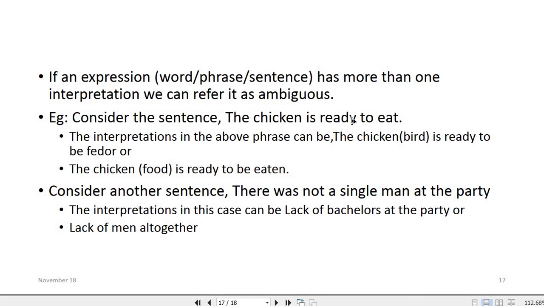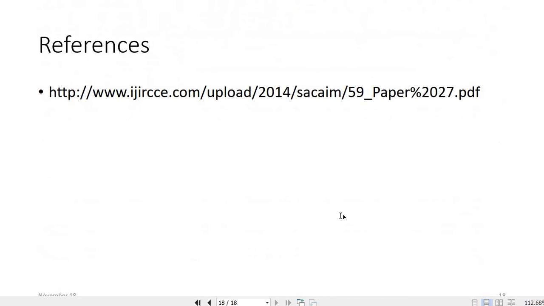So consider the sentence, the chicken is ready to eat. So the interpretation of the above phrase can be the chicken is ready to be fed, or the food is ready to be eaten. So you can see the ambiguous meaning here. Ada ayam tu nak makan ataupun kita yang nak makan ayam. So consider another sentence, there was not a single man at the party. So it can be there was no lack of bachelors, okay, or a lack of men altogether. Okay. So that's all for this topic.